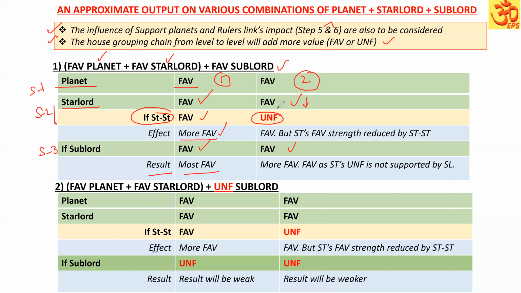But Star Lord's favorable strength is reduced by the Star Lord of the Star Lord or the Sublord. If the Sublord is favorable, definitely it is going to be more favorable, because the favorable Star Lord's unfavorable is not supported by the Sublord, and the favorable Star Lord is getting support from the Sublord.